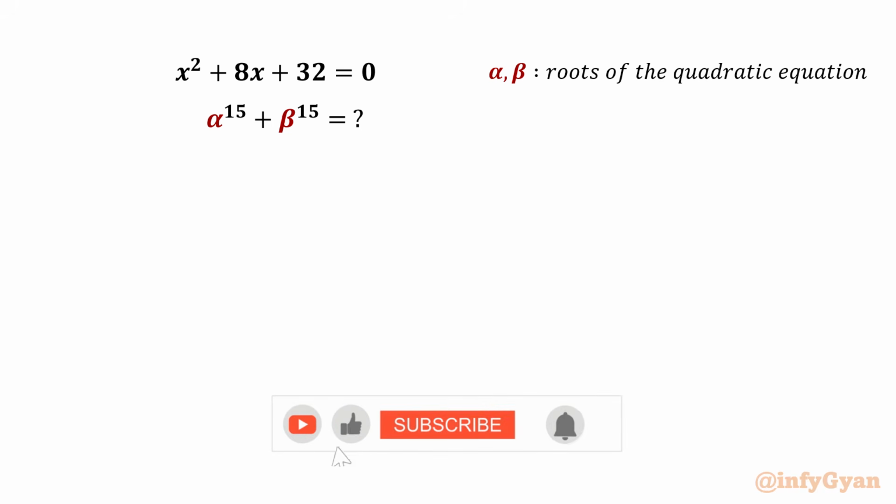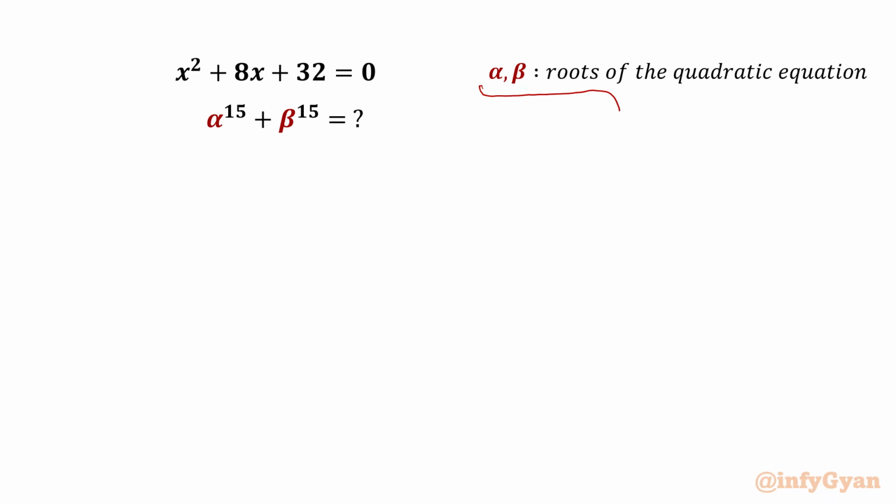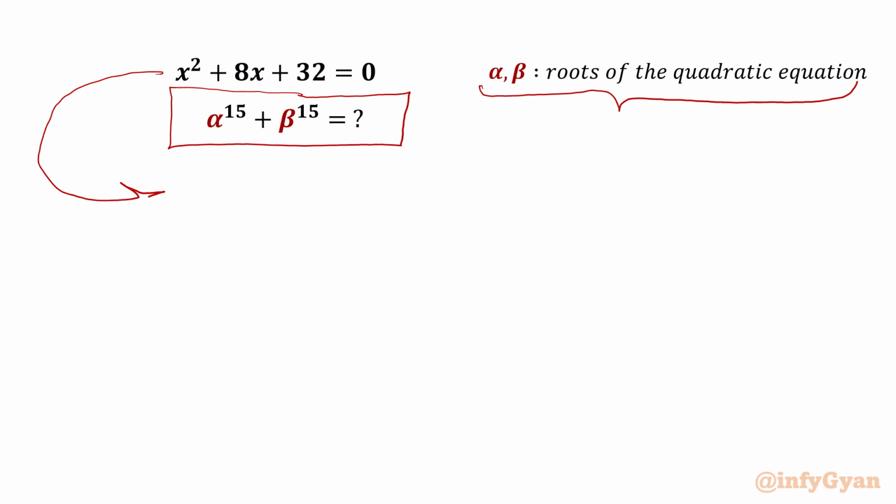Today in this video, we are going to take up another very interesting question from algebra. Here we have one quadratic equation, x square plus 8x plus 32 equal to 0. Alpha and beta are the roots of this quadratic equation. Then we have to evaluate the expression alpha power 15 plus beta power 15. Because we have a quadratic equation, we will find out alpha and beta first.